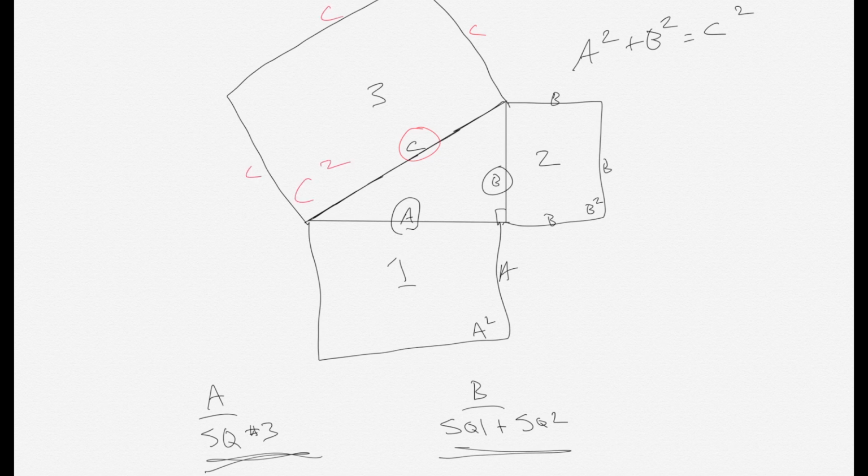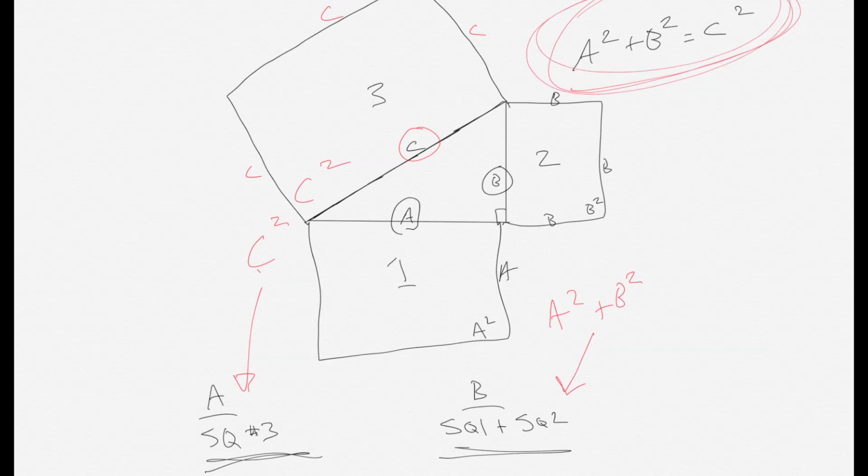This is C squared. What is bigger? A squared plus B squared, which is this, or C squared, which is this. But we know from the Pythagorean theorem, come back up here, that A squared plus B squared equals C squared, right? They have to be equal. That's the answer. So A and B are equal to each other. So the answer there is C, because they're equal to each other.